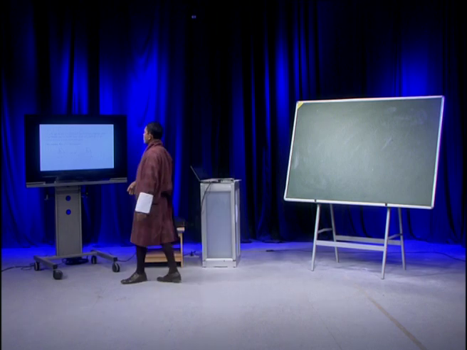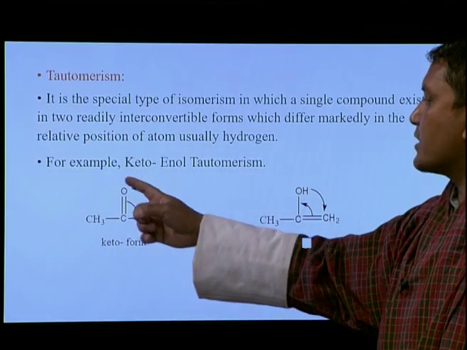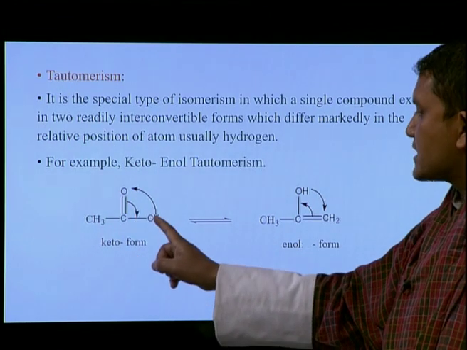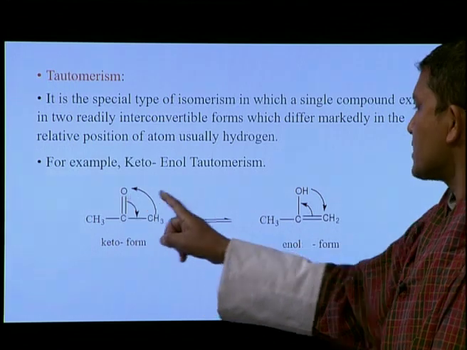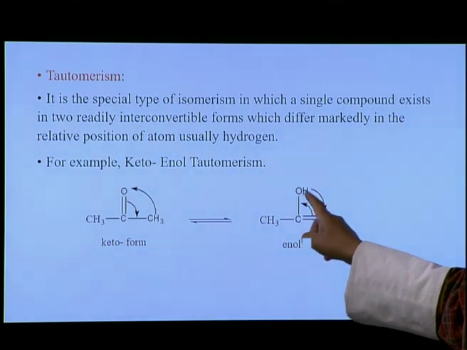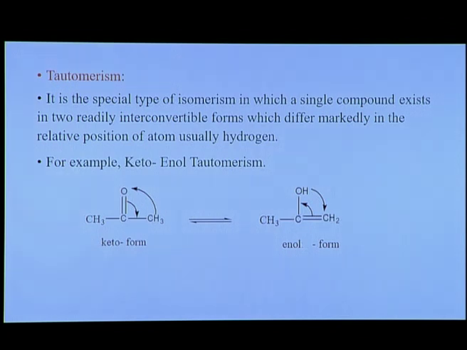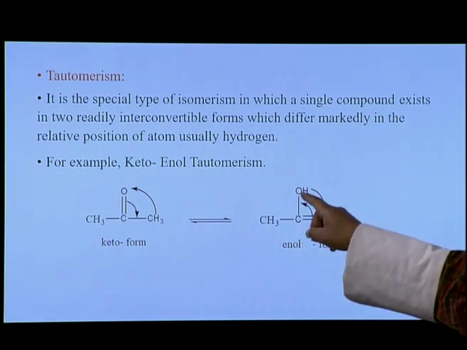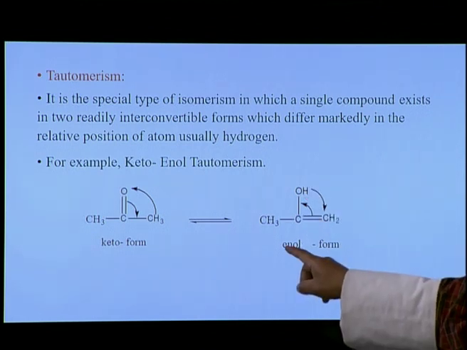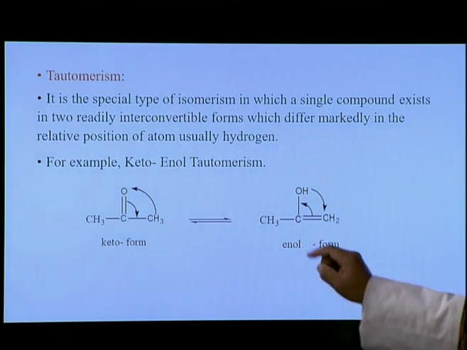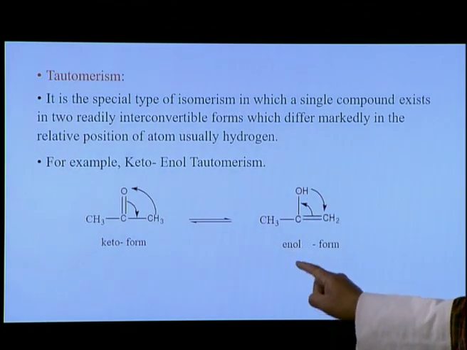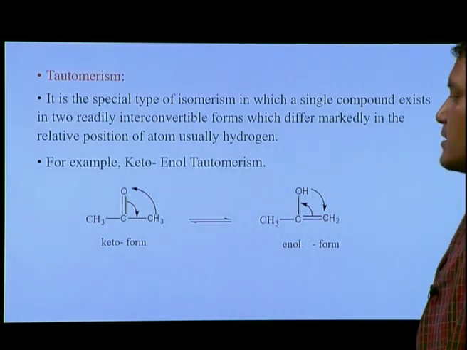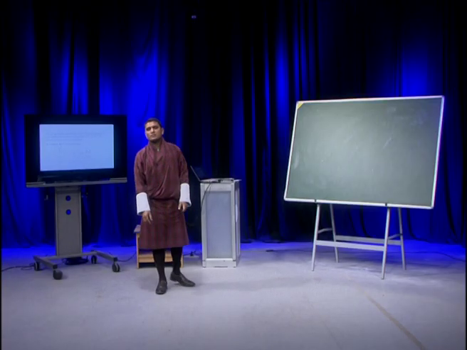It is called the keto form because we have a ketone group, CO, here. If this hydrogen migrates to this position and becomes an OH group, this OH group is for alcohol, therefore it becomes 'ol'. 'Ol' represents the alcoholic group. What is 'en'? 'En' is because we have a double bond here. This compound is in the enolic form. These two are interconvertible. Such a phenomenon is known as tautomerism.